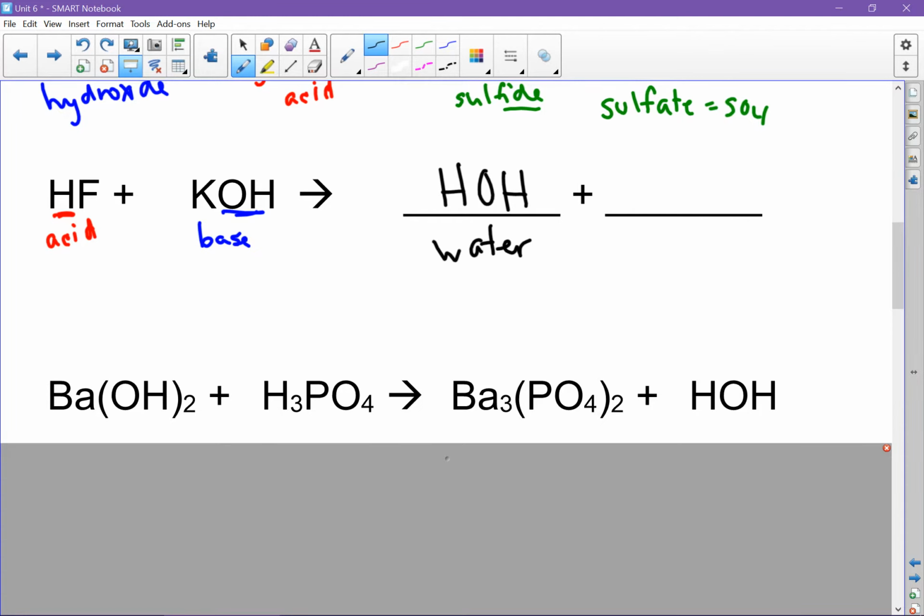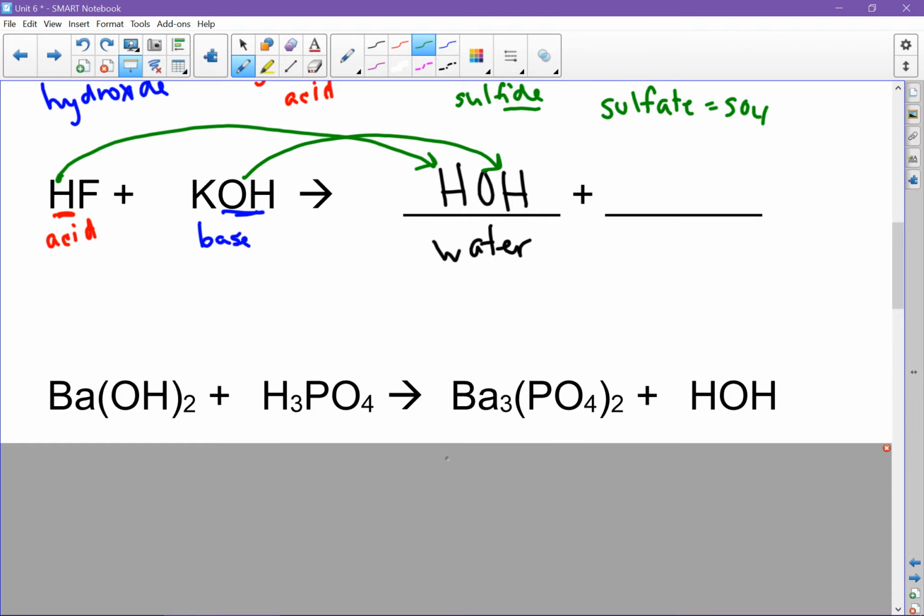Doesn't matter if you write HOH or H2O, same thing. But I want you to look at where the pieces came from. The H from the acid became that part of water, and the OH from the base became that part. So that's what the acid and base are doing. They're combining to make that water.